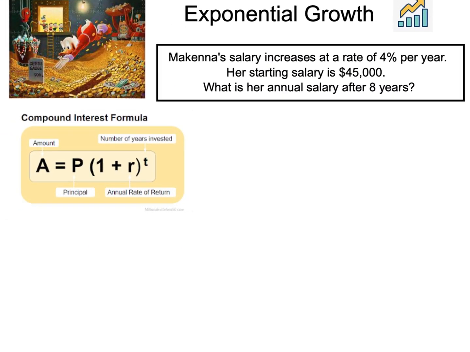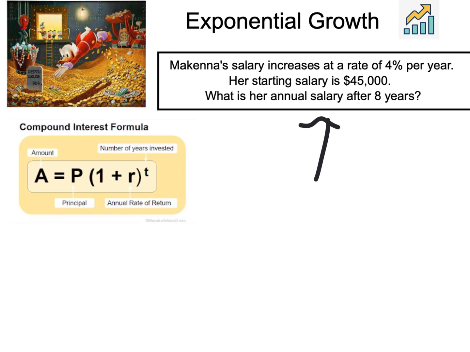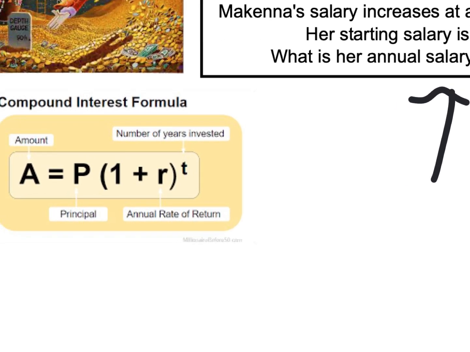So here's your formula. Here's your problem. Stick the numbers in the right spots. McKenna's salary increases at the rate of 4%. Ooh, we just did one like that. So hopefully you'll know how to do that. Starting salary is $45,000. What's her annual salary after 8 years? Zach, where do you think the 4% goes? Is it the P, the R, or the T? The R. Yep. So 0.04 goes right there.